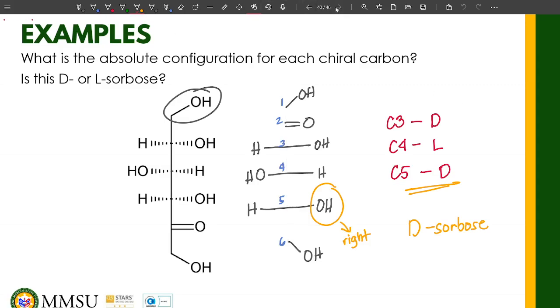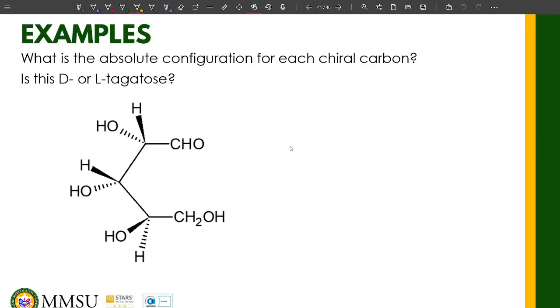Then, we have another example. This time, this is a tagatose. Same question: what are the chiral carbons, what are the configurations of the chiral carbons, and what is its overall configuration, is it D or L? So, this time, your CHO here is your C double bond O-H, or your aldehyde group. It is at the top now, but it is not a straight line.